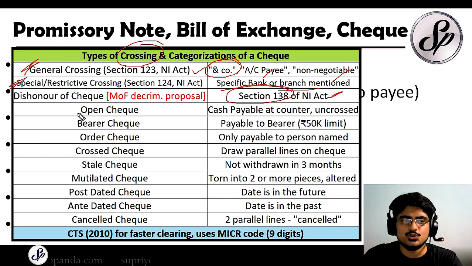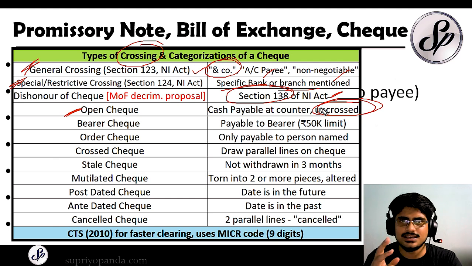And then you have the open checks. As I told you, these are the checks that are payable at the counter and they are uncrossed checks. Remember this, no type of crossing is there. They are called open checks. You can just deposit at the counter and you can get the money. And then you have the bearer check. This is a check that can be paid to the bearer, so the person who is holding that check can get the money. But remember, 50,000 is the limit. Above that, you cannot get money using this kind of bearer check.